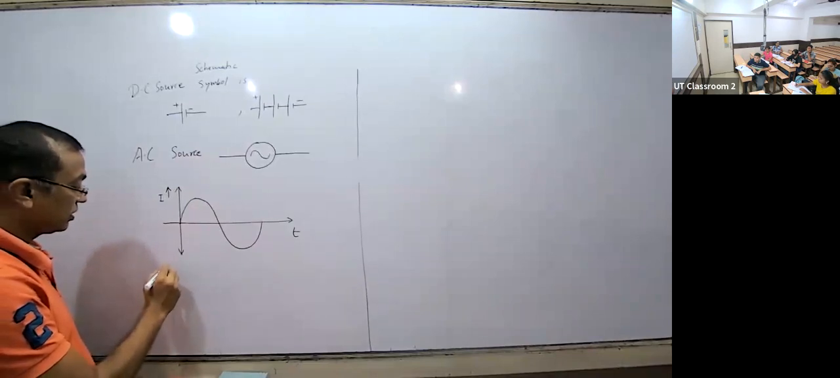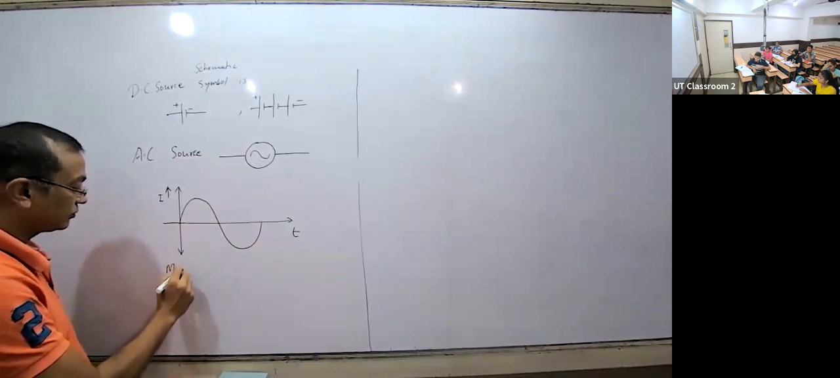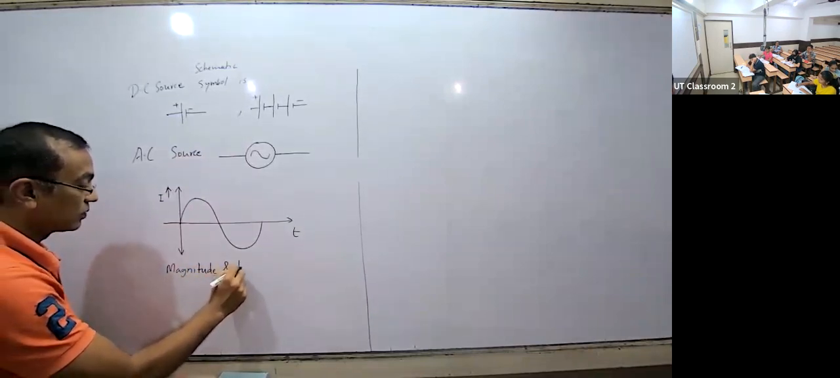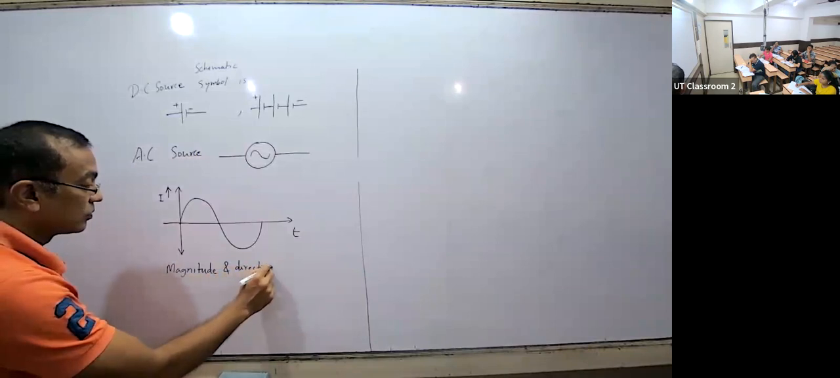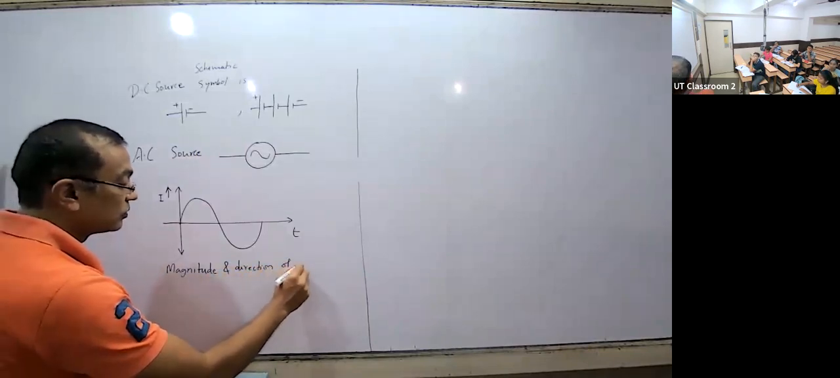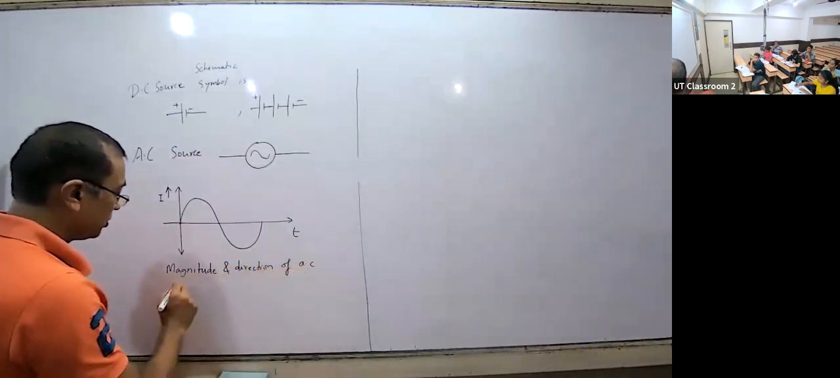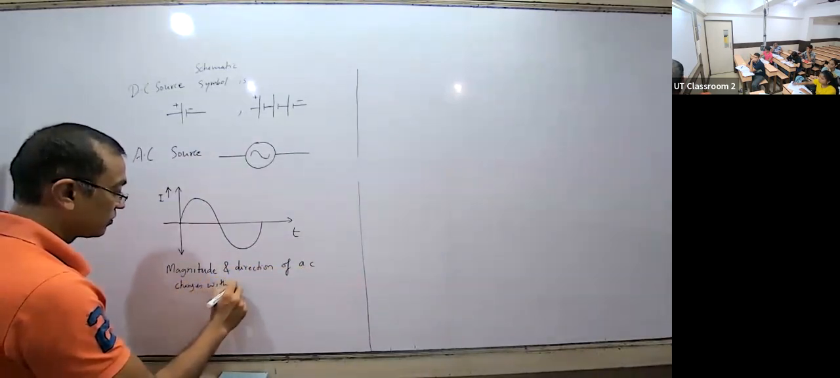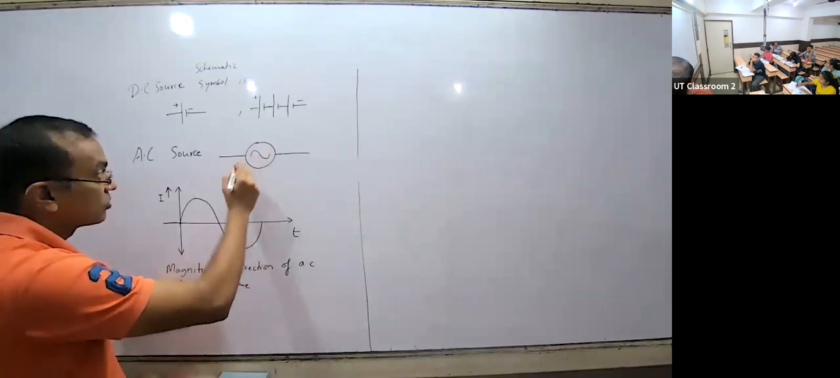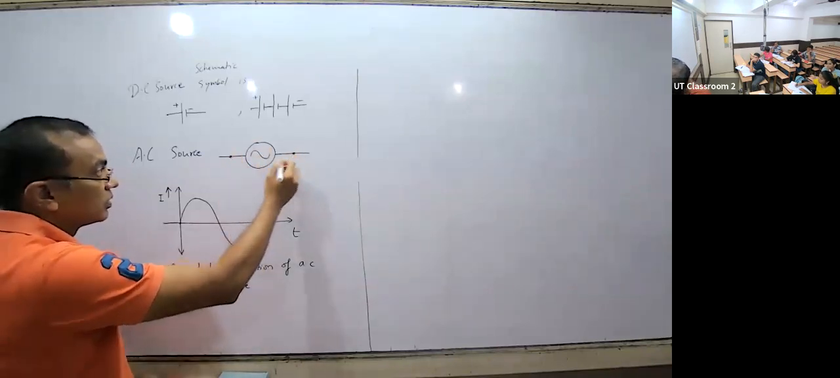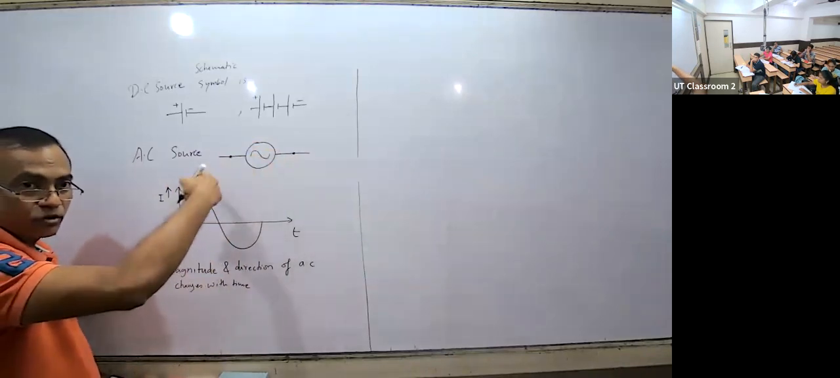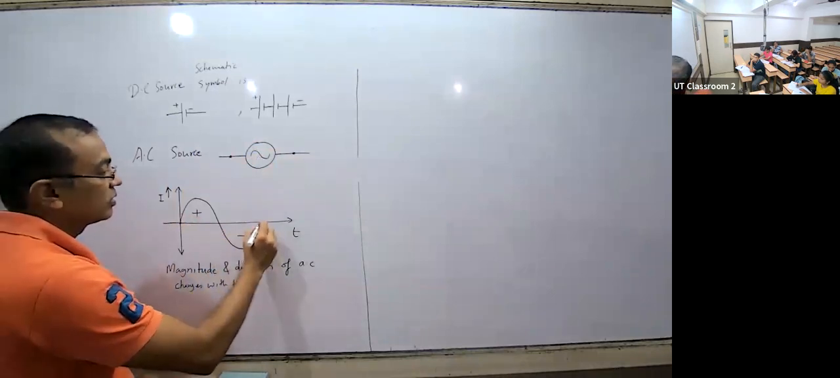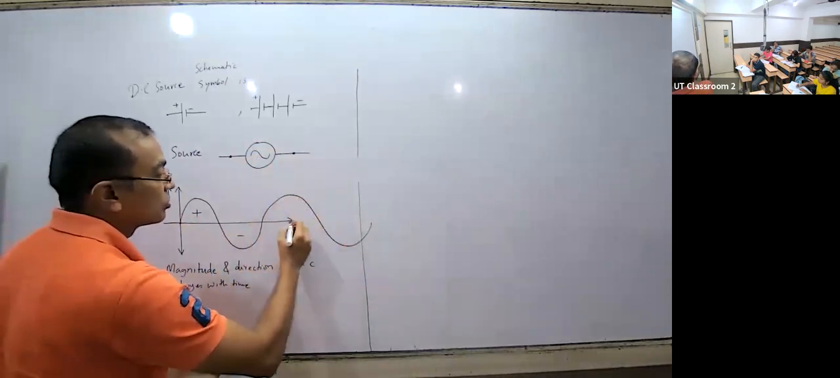So in this case, the magnitude and direction of AC, alternating current, change with time. That is why it comes like this. Therefore, we are not showing polarity. It doesn't have a fixed polarity. It is positive, negative, again positive, again negative, and goes on.